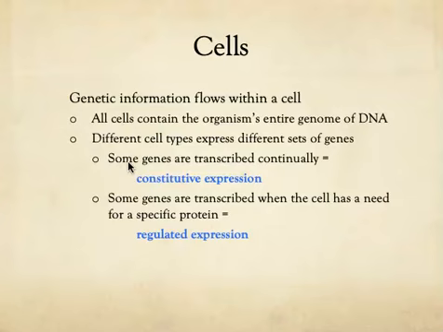So a cell has an ongoing need for the RNA polymerase enzyme, and a cell will constitutively express the gene that makes that enzyme. There are a limited number of genes that are constitutively expressed. You'll sometimes hear those genes referred to as housekeeping genes, the kinds of genes that are needed around the clock.